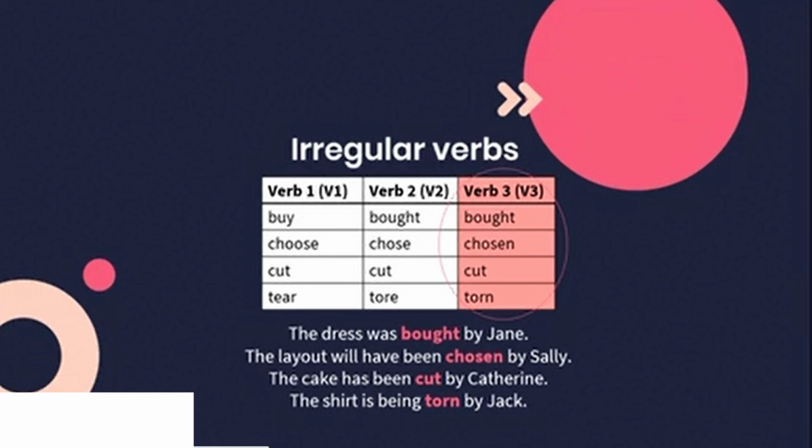If there is an irregular verb in a passive construction, you can always use verb 3.